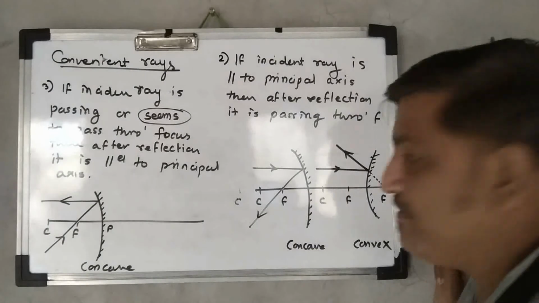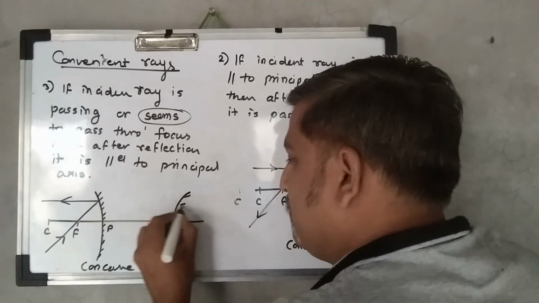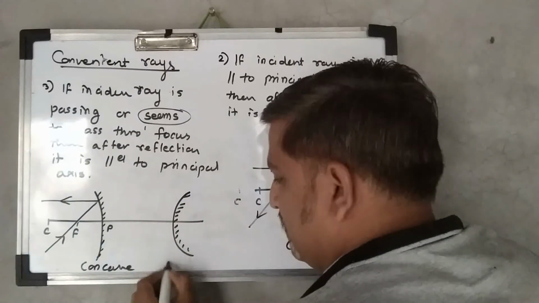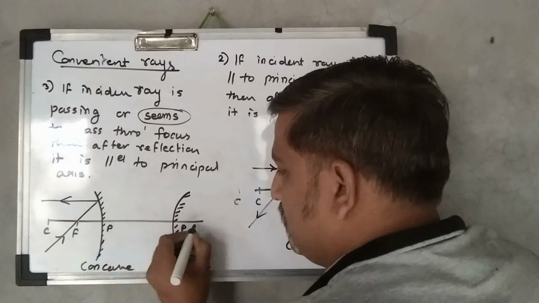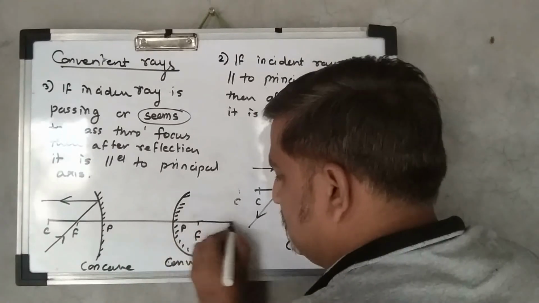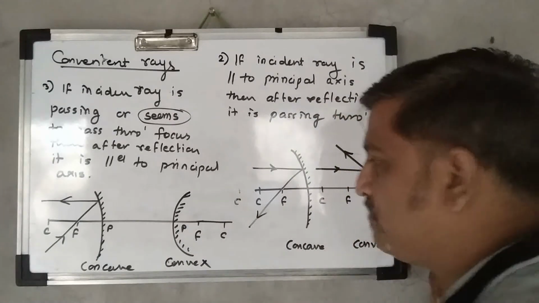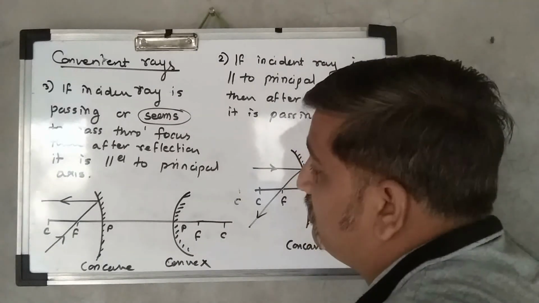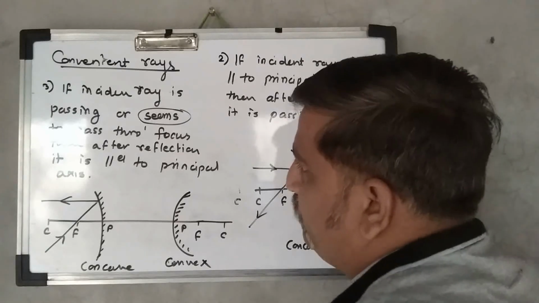This is the rule. Now if I change the mirror and take a convex mirror, then here is the pole, here is the focus, here you have, say, the center of curvature on the left side, I told you, on the non-silvery part, and the reflecting part or silvery part you can say.